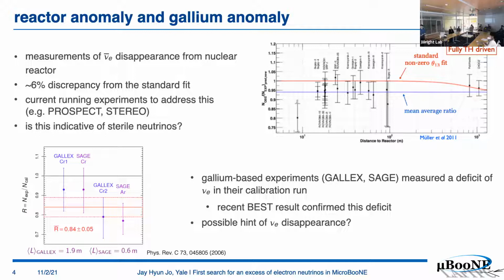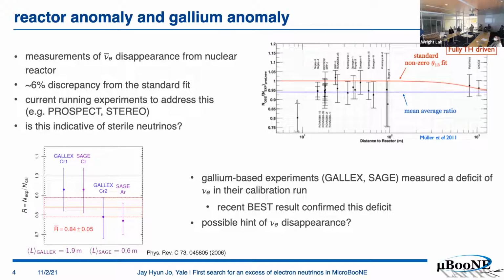One example is the reactor anomaly, which a lot of the audience is familiar with. Basically, PROSPECT is trying to look for this, but you can see that all these data points lie below the expected value of 1. This is the standard prediction, and all these observations show a certain discrepancy. Recently, there has been a lot of progress on these specific anomalies thanks to PROSPECT, STEREO, and a lot of other experiments.